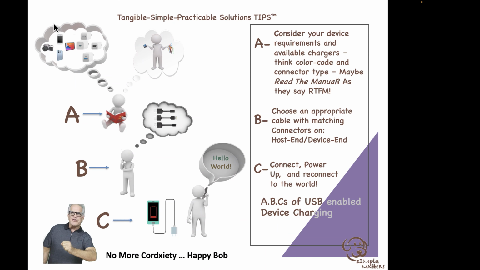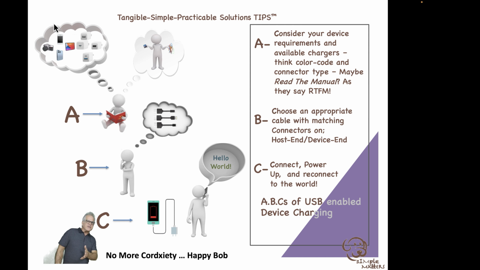A, let's consider our device requirements and available chargers. Let's take a look and see what we have in our cabinet. If we have to, let's read the book, right? They say RTFM. Let's take a look at the book and see what our device requires, and then let's take a look at the bricks that we have available and find the one that's going to be most closely related to what our requirements are.